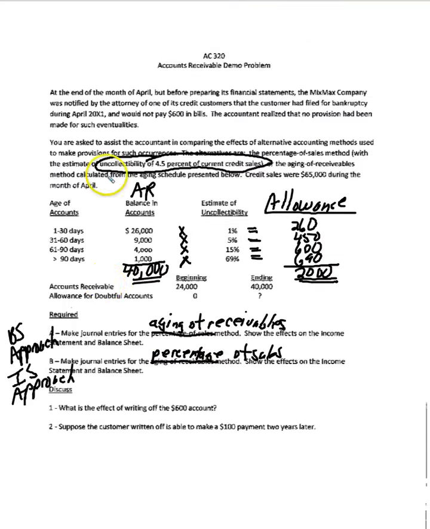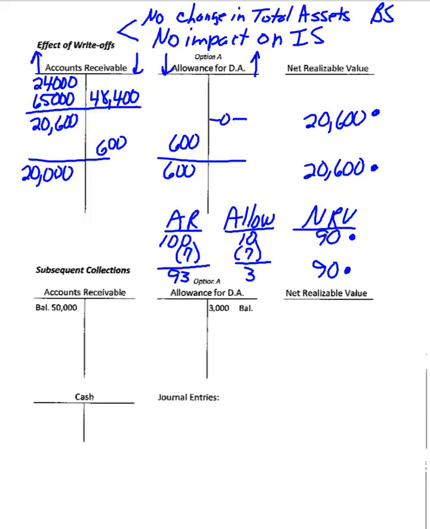Okay, one last thing. Now, what about if this $600 customer comes back 2 years later and pays us $100? Maybe they just felt really bad that they hadn't been able to pay and things are going better for them, so they come back in and want to make a payment. So what do we do? Well, this is 2 years later, so we're going to have a different balance in receivable, a different balance in the allowance account. And by the way, these are going to be the balances before we get this collection.